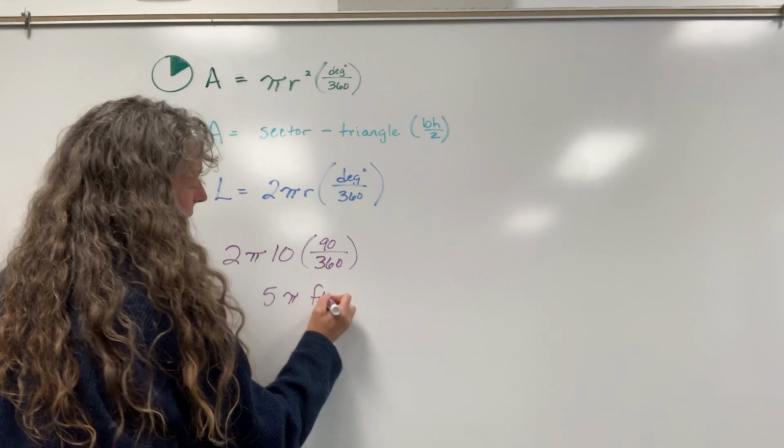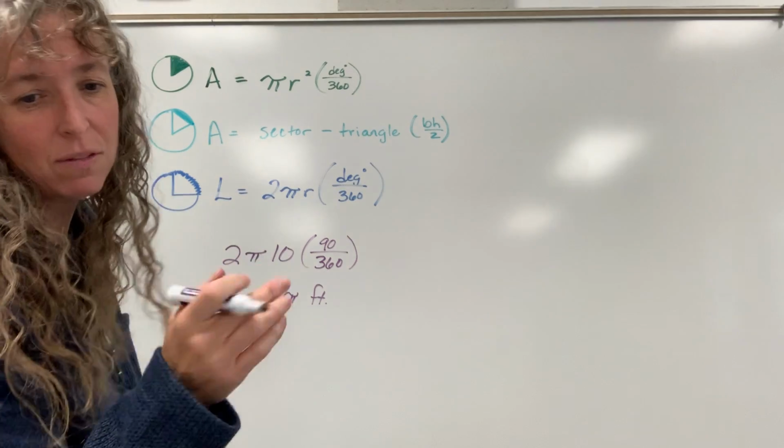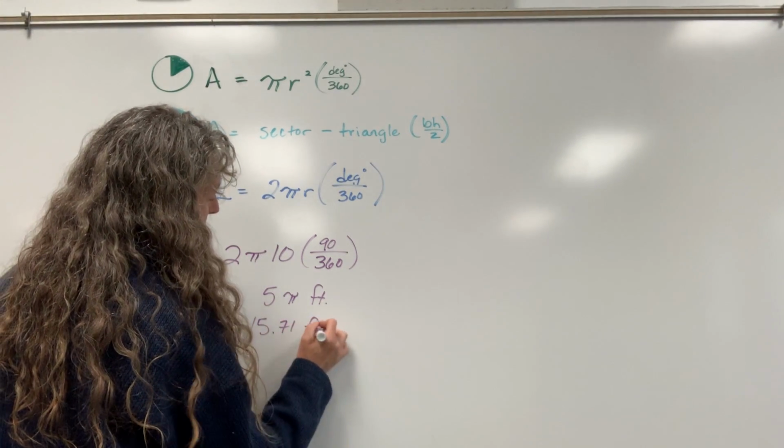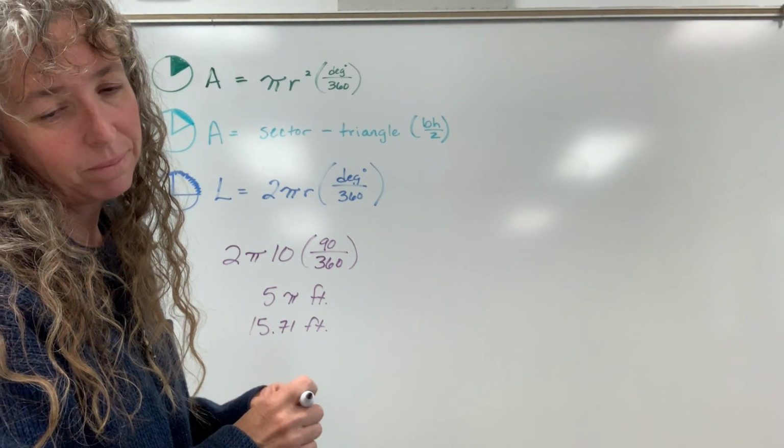Just feet, we're not doing area, so it's just feet. That's how long it was from here to here. If you use decimals, you should have gotten 15.71. Round to the correct one, please. Follow the directions.